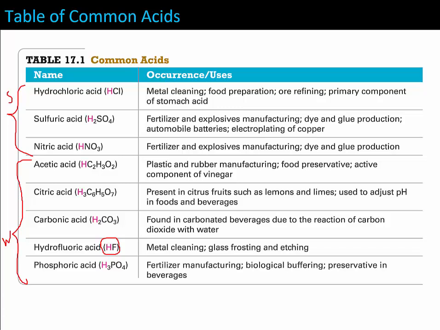And then phosphoric acid is used in fertilizing, manufacturing, biological buffering. So if you want to get some phosphorus into your fertilizer, that's one way to do it. It's also a preservative in beverages. And if you see that experiment where they take a tooth and they put it in some Coca-Cola and the tooth dissolves, it's probably the phosphoric and the carbonic acid that are the ones that are actually doing that rather than the sugar.